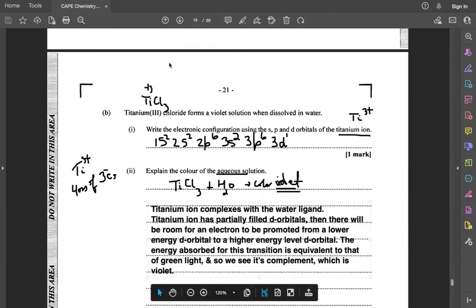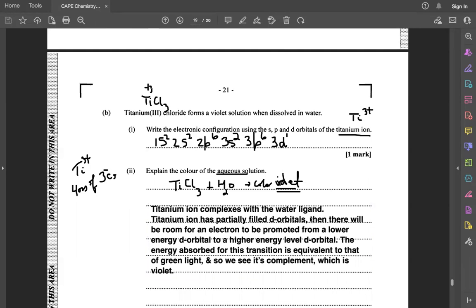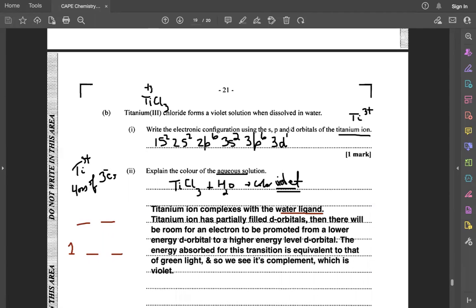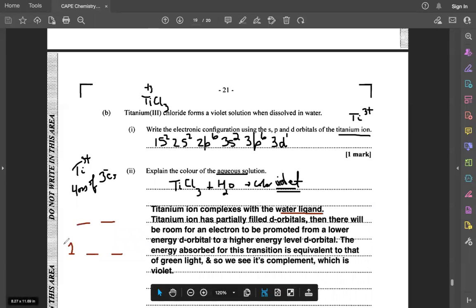And really what it boils down to, all of this, is that when the ligand, which is water, right, comes in contact with the titanium ion, it splits the 5d orbitals into two energy levels, where we have 3 down here and 2 up top. And of course, remember, we had only one electron in our d orbital from up here. That's what the titanium ion has. It's a single electron in all of its d orbitals. And so there's a lot of room for this electron to be promoted, right?